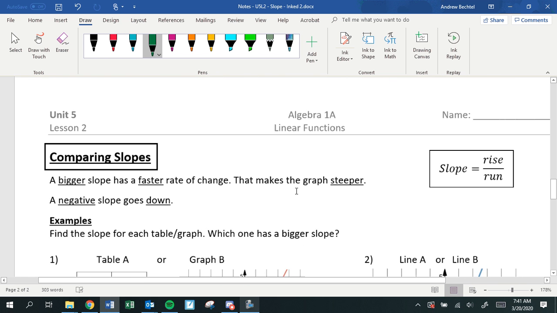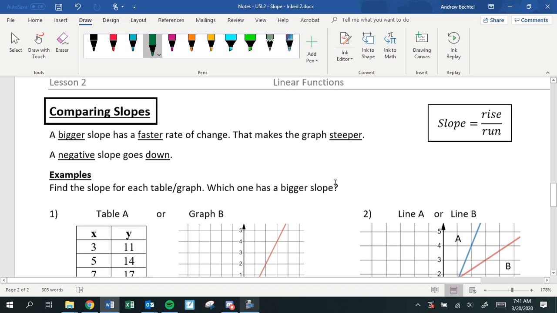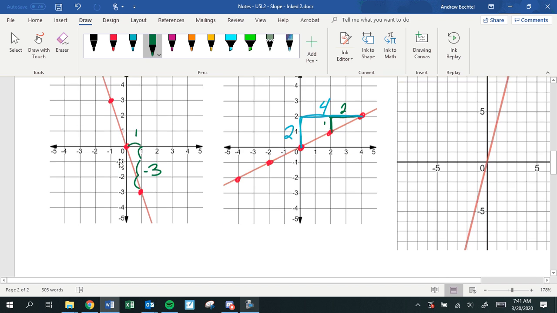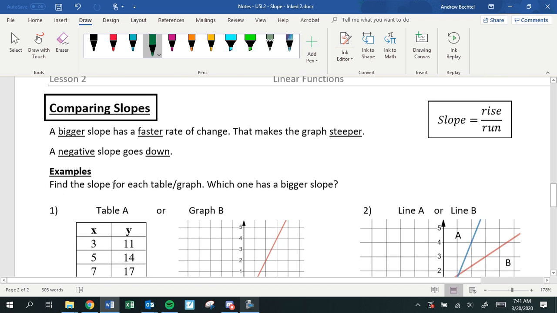Next, we're going to compare slopes. A bigger slope has a faster rate of change, and that makes the graph look steeper. It's going to go up faster. It's also worth noting, a negative slope goes down and to the right. We saw that here. This slope was negative, just like the table above it.